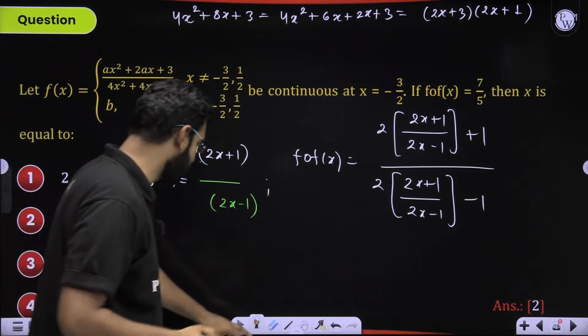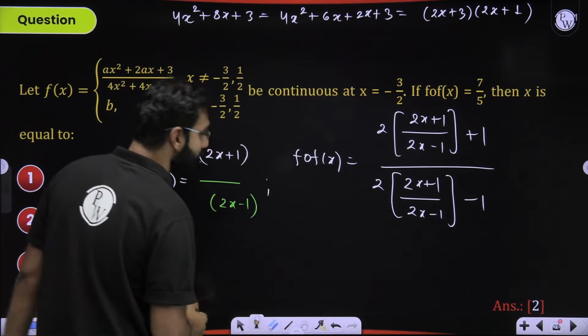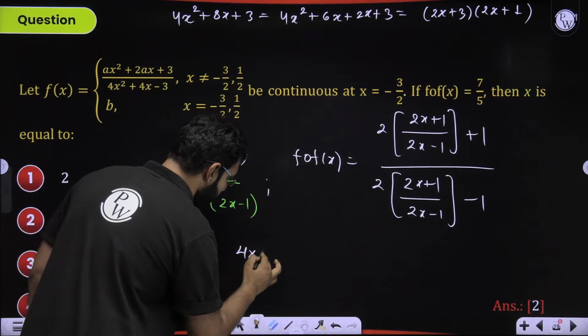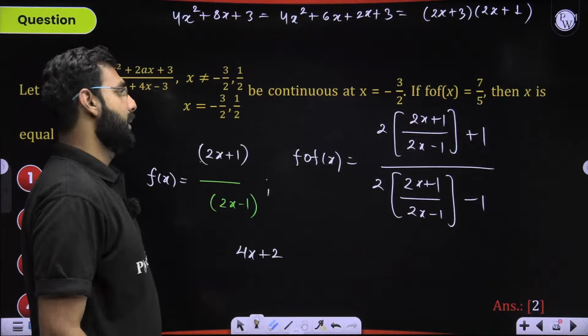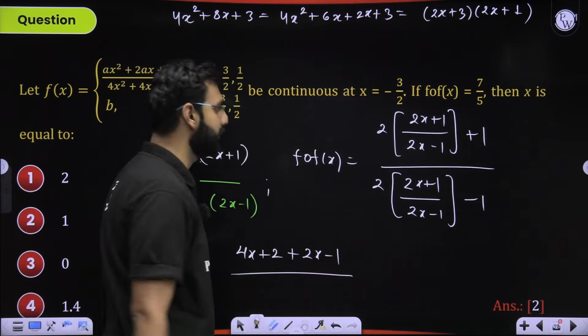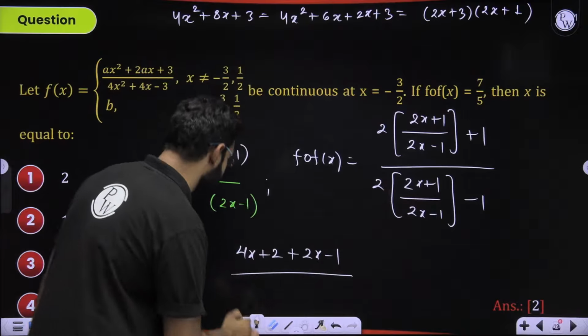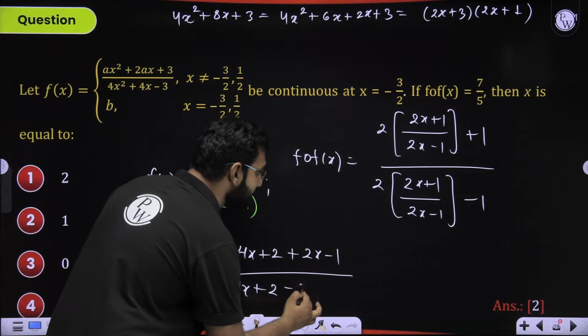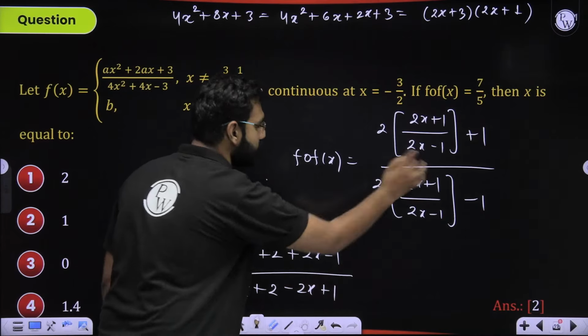That is f of x, right? This when simplified gives you what? 2 into 2x plus 1, that is 4x plus 2, plus 2x minus 1, so that is plus 2x minus 1, whole divided by 2 into 2x plus 1. That is again what? 4x plus 2 minus 2x plus 1, because 2x minus 1, 2x minus 1 are cancelled.